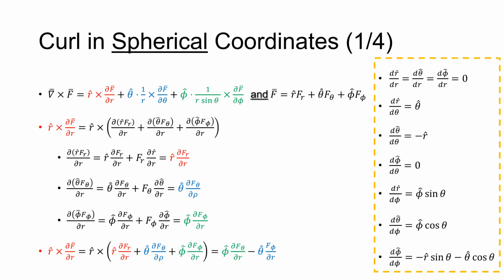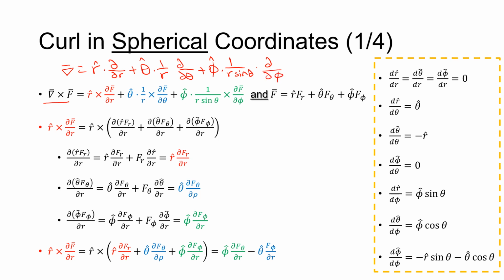As we have discussed before, the curl is simply the cross multiplication of nabla and F, where nabla in spherical coordinates equals direction r multiplied by partial r, plus direction theta multiplied by 1 over the scaling factor r, partial by partial theta, plus phi multiplied by 1 over the scaling factor, here 1 over r sine theta, multiplied partial by partial phi.